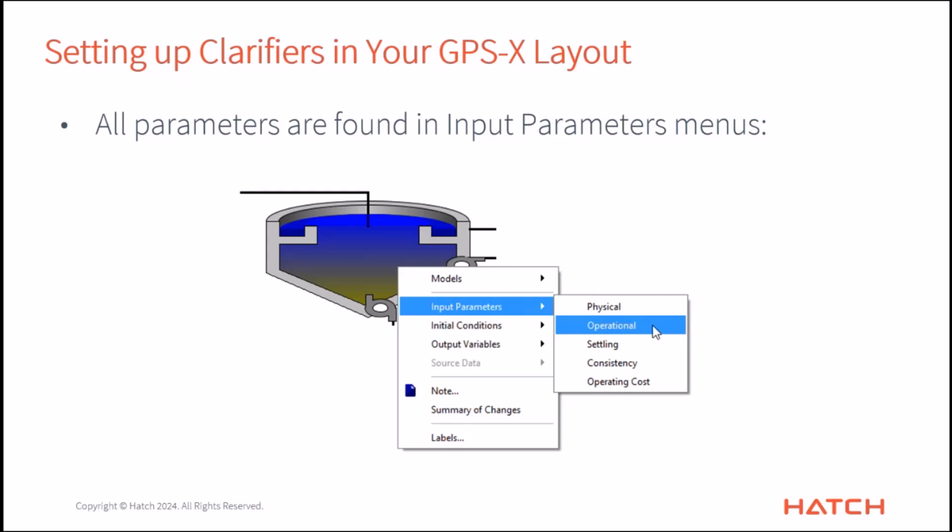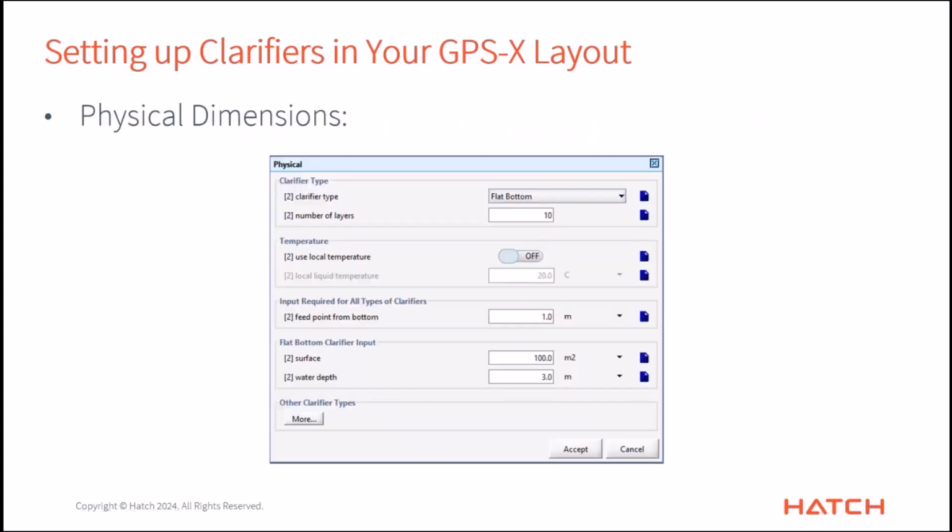Okay, so for all the parameters that you need to adjust, just like any other GPS-X object, you right-click on the clarifier itself, go to Input Parameters, and then there are the Physical, Operation, and Settling menus. These are the three main ones that you are probably going to want to touch when you're setting up your clarifier model. What I'm going to show you now is pretty much only the mechanistic model. This is all 1D mechanistic model going forward here.